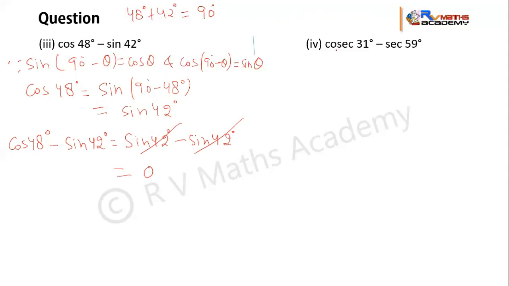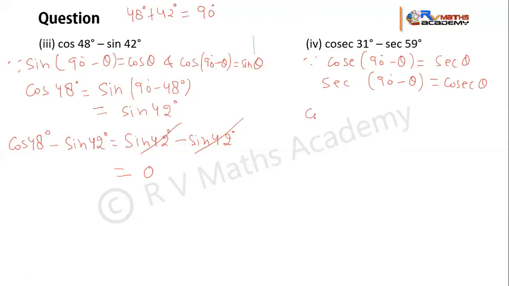Now come to the next. Again, first we'll write the formula. Cosec 90 minus theta is equal to sec theta, and sec 90 degree minus theta is equal to cosec theta. Now, any one of these terms you can change, but you will change only one out of these two. You will not change both the terms together. So at a time you will change only one.